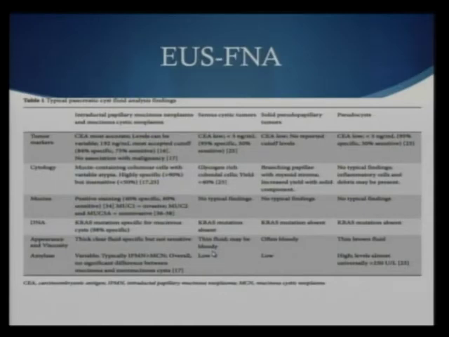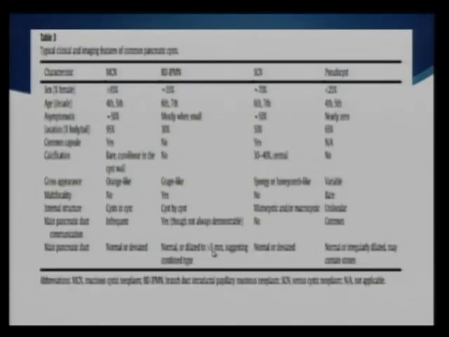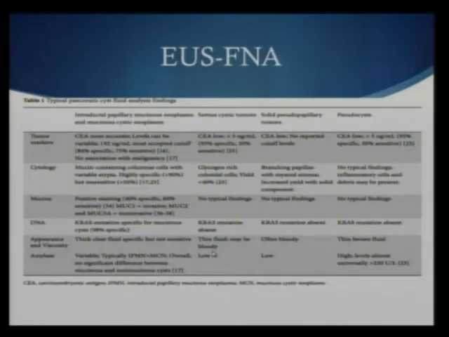So after you're done with the imaging, we talked about the EUS-FNA being important to distinguish one lesion from the other. The first thing to look at: you've had your CT or MRI done and you have a lesion that looks cystic. How do you distinguish one from the other? So you'll do an EUS-FNA.